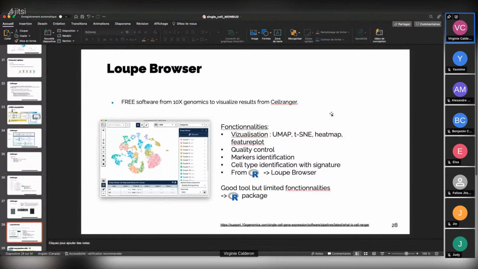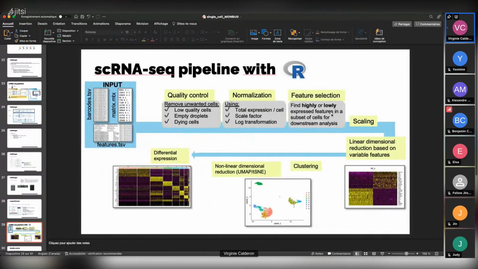Okay, I had a slide. So this is the information I just told you about the Loupe Browser. It's a good tool, but with limited functionalities for now. It is still in development, and they are putting a lot of effort into it, and it's free, so it's still interesting.